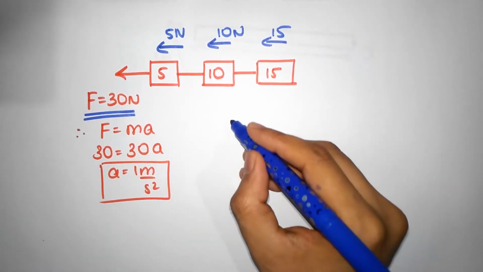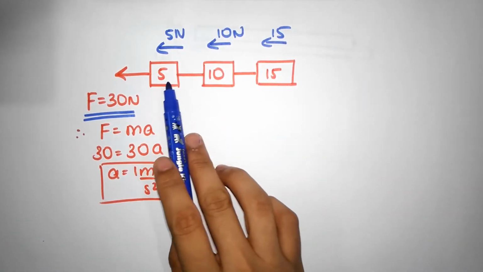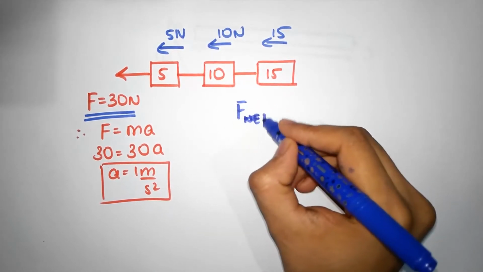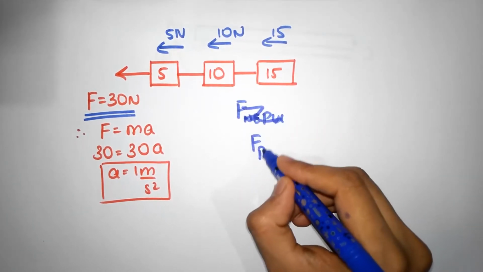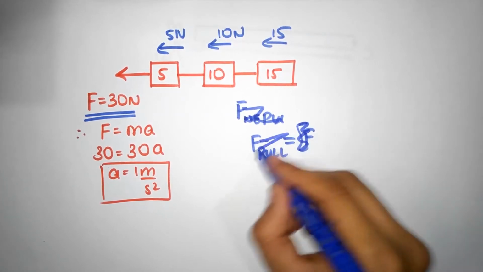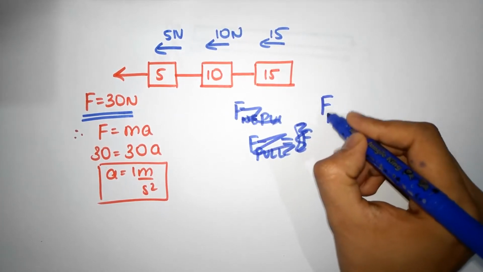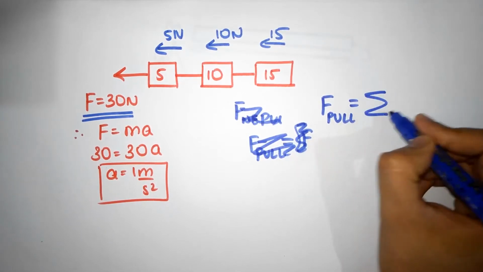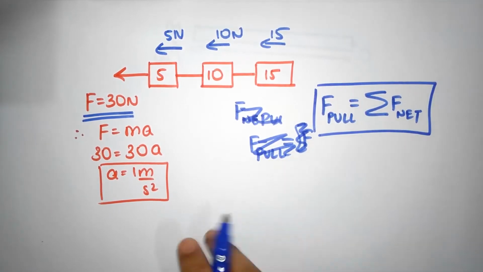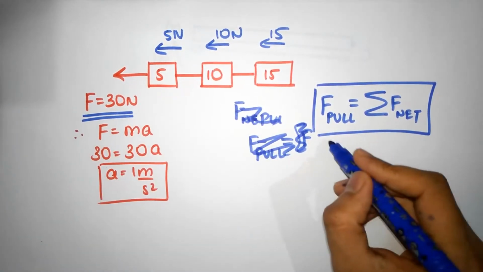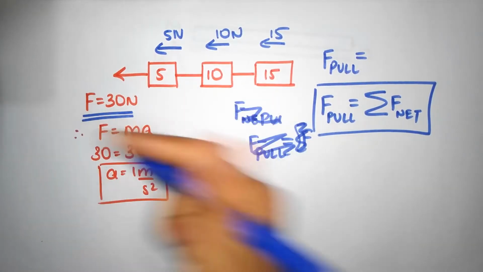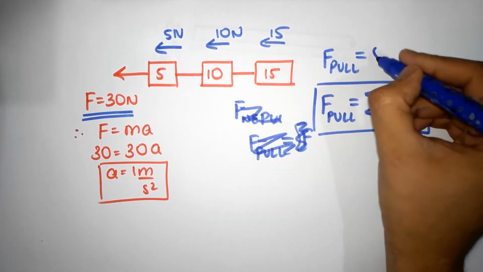What I want you to realize is that whenever you have a string attaching a block of masses, the net pulling force turns out to be equal to the summation of the net force on each block. Okay, do you see that? What I mean is, the total pulling force is going to be equal to 5 plus 10 plus 15.